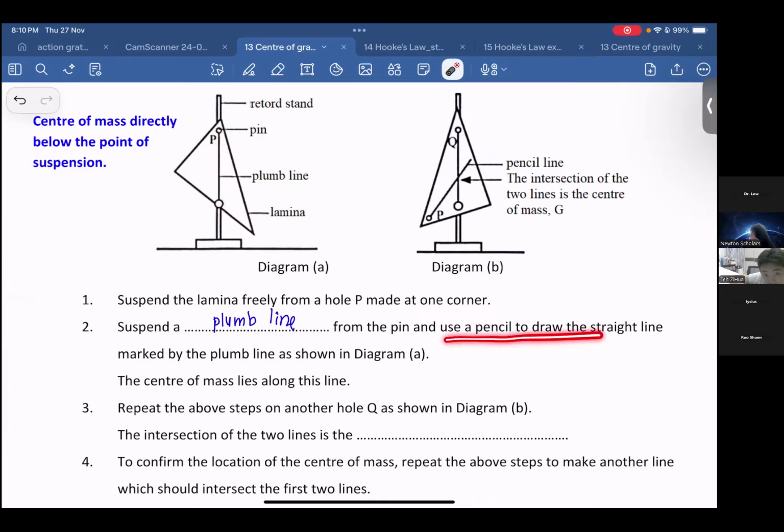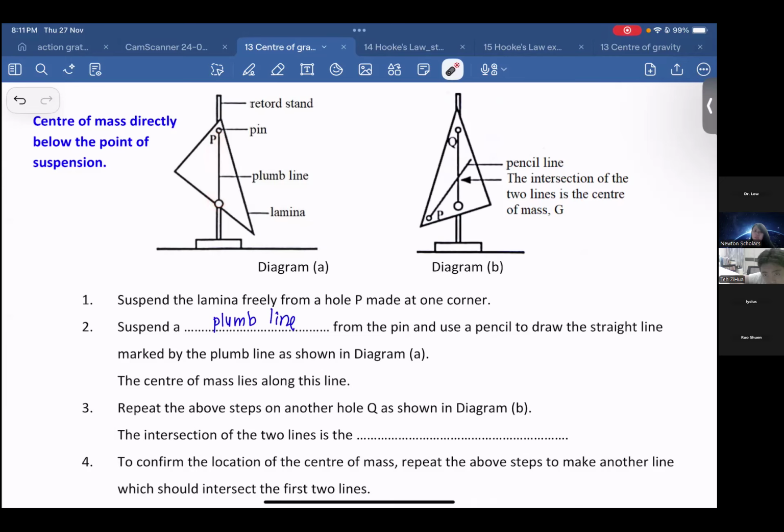Then we use a pencil to draw a straight line, following the plumb line. The center of mass, we confirm, will be along this line. But at which point, we still don't know yet. By using one line only, we cannot know where the center of mass is.